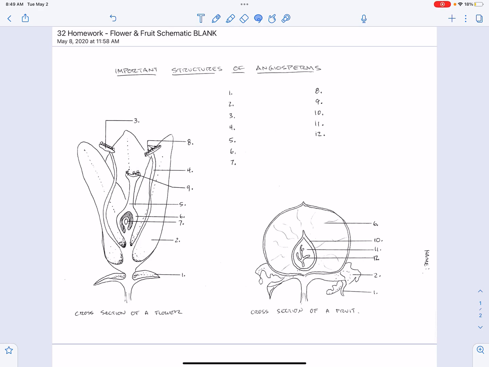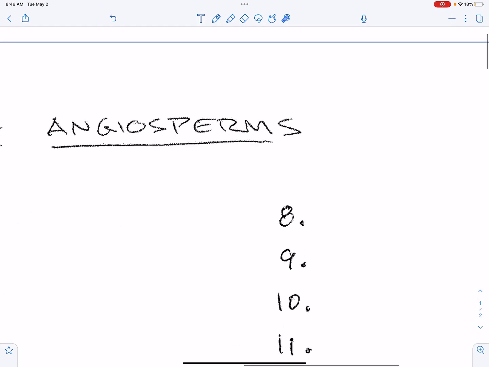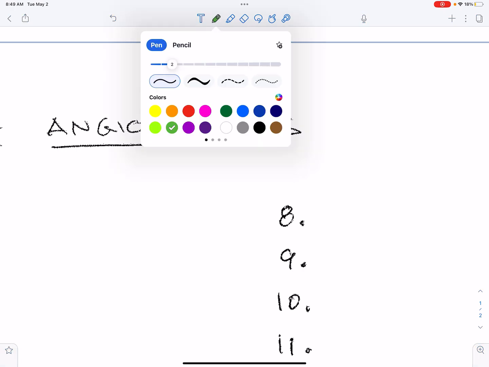Hey Team Bio, welcome to your screencast, a discussion of important structures of angiosperms. Angiosperms are flowering plants.